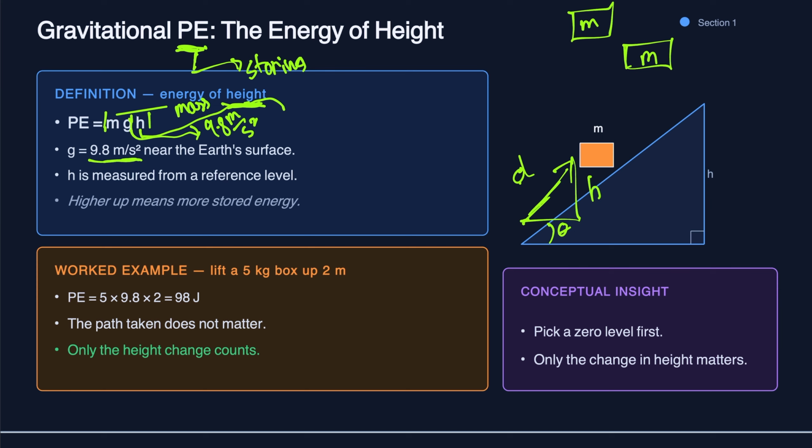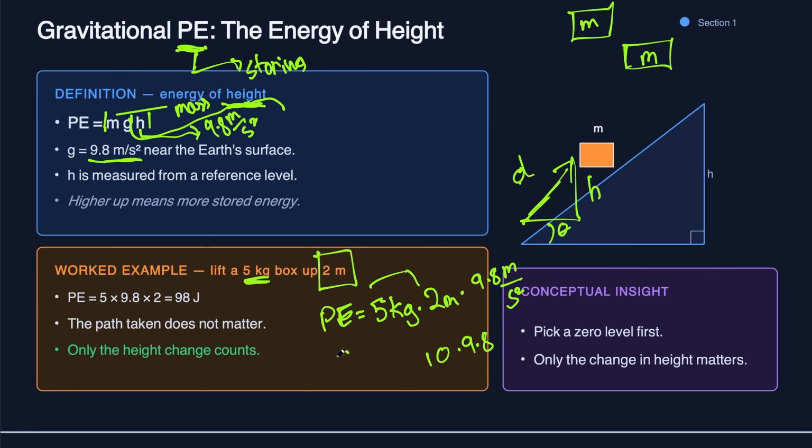If you lifted a block, which is 5 kgs, up 2 meters, then the potential energy would be 5 kgs times the height, which is 2 meters, times gravity, acceleration due to gravity, which is 9.8 meters per second squared. So this should just be 5 times 2, 10, times 9.8, or 98 joules. Okay, only the height change counts.